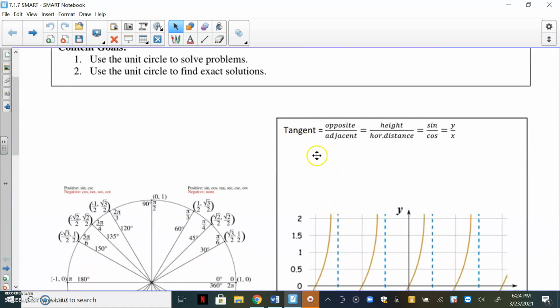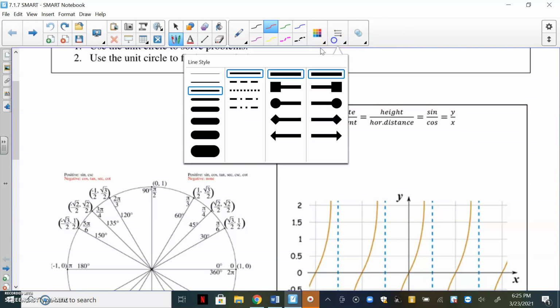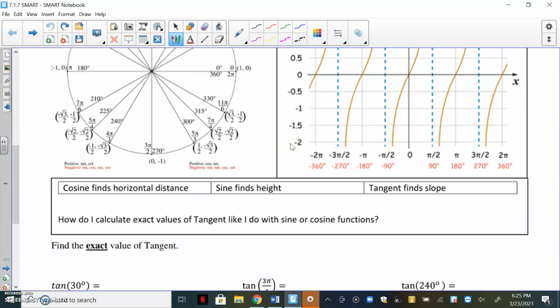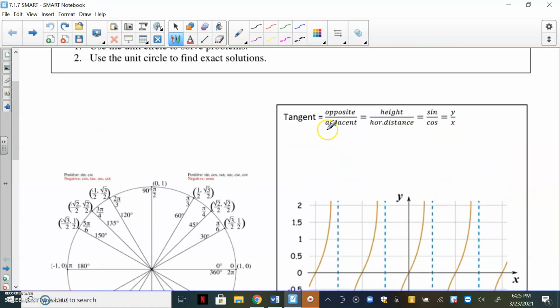All right, so the tangent is, in fact, not just its own thing like sine and cosine seemed to be, but a ratio of sine to cosine. So in order to calculate tangent, we have to divide the sine value by the cosine value. For example, let's find the tangent of 5 pi over 6.